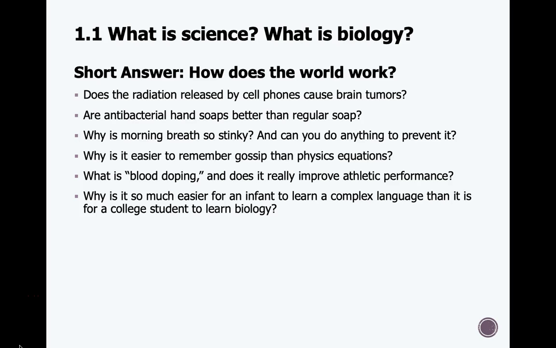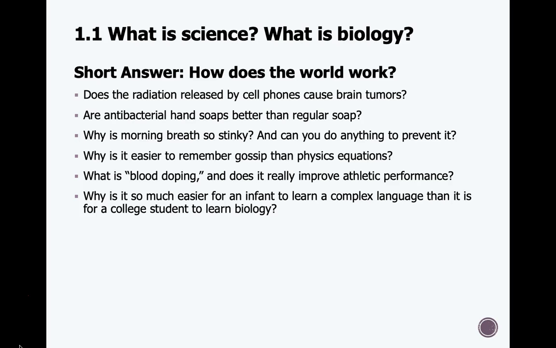So you are already a scientist, even if you don't plan on going into a scientific field, even if you don't consider yourself a scientist. But humans are curious. We're constantly making observations. We are constantly making hypotheses about things, and we're constantly doing things to see if we're right.